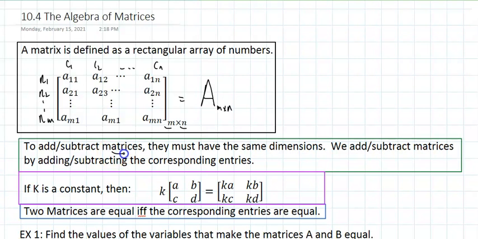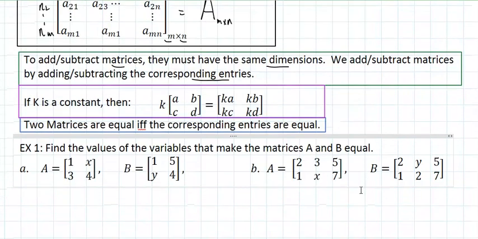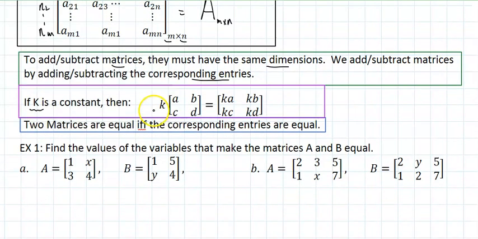To add or subtract matrices, they must have the same dimension. So they must match in number of rows and number of columns for you to be able to add them. And in that case, you simply add the corresponding or subtract the corresponding entries. So addition is straightforward, provided they match in dimension. If you take a constant and multiply a matrix by it, you multiply every entry in that matrix by that number. And two matrices are equal if and only if the corresponding entries match accordingly.